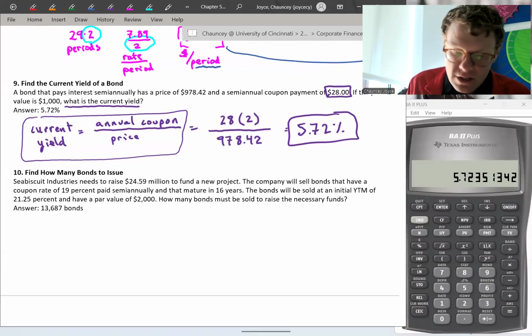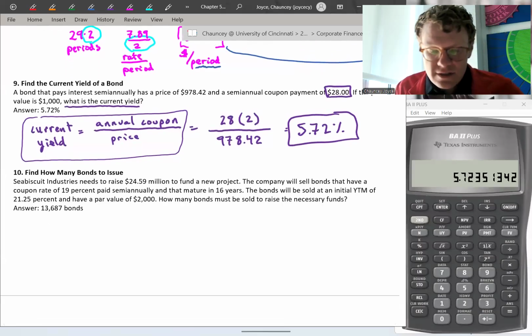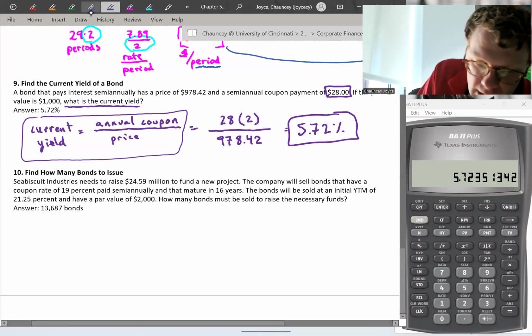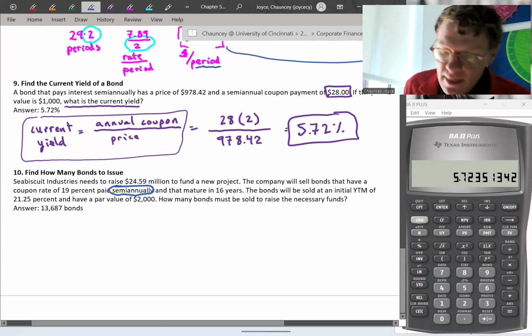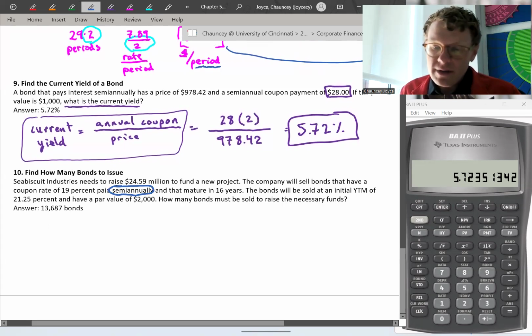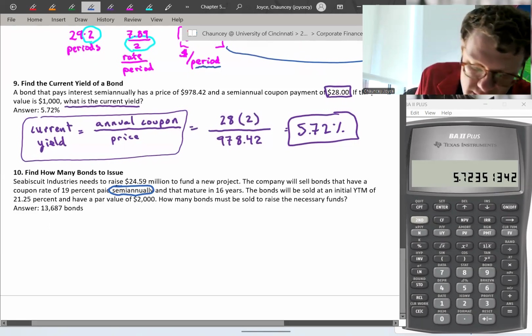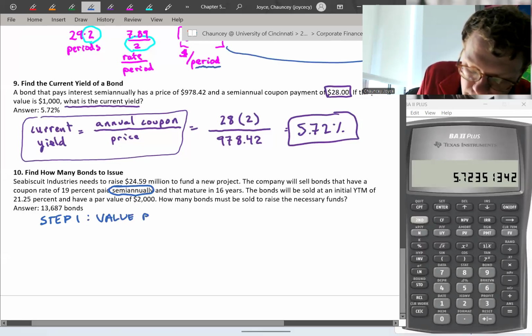Find how many bonds to issue. So Seabiscuit Industries needs to raise $24.59 million to fund a new project. The company will sell bonds that have a coupon rate of 19% paid semi-annually and that mature in 16 years. The bonds will be sold at an initial yield to maturity of 21.25% and have par value of $2,000. How many bonds must be sold to raise the necessary funds? So step 1 of this is to value each bond.